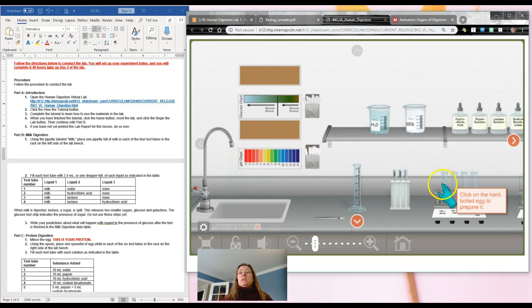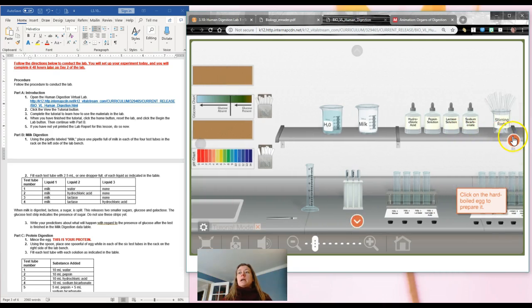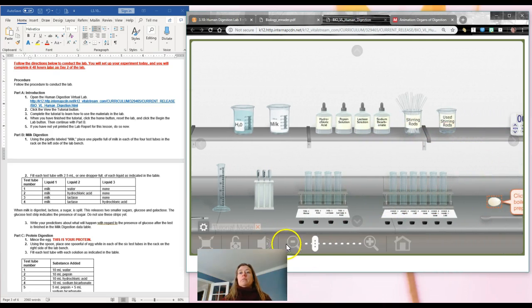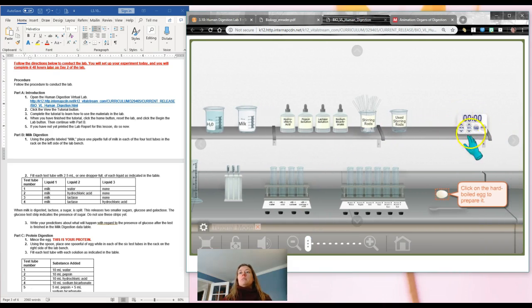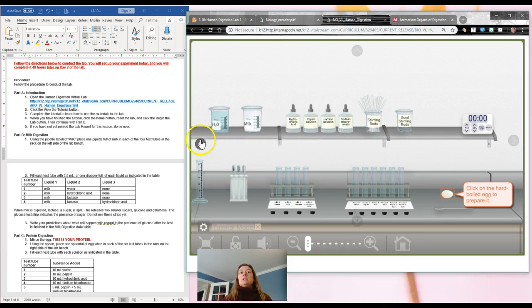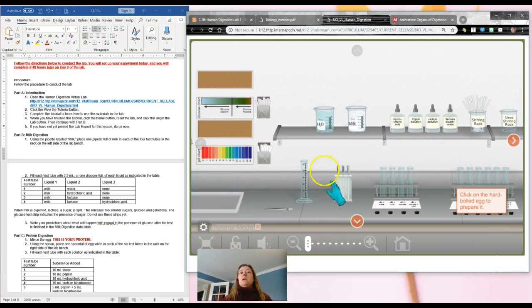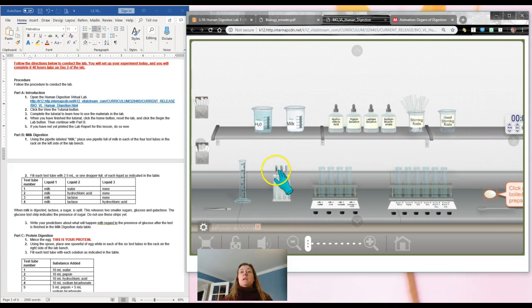So the narrator is asking us to click on the hard-boiled egg to prepare it. Well, I don't know where that is, so I'm going to zoom out. Oh, there's the egg, right? If you want to just get a view around the room, here's a timer, stirring rods, there's the liquids we're using on the top shelf, graduated cylinder for measuring stuff. This is a pipette way of measuring stuff.